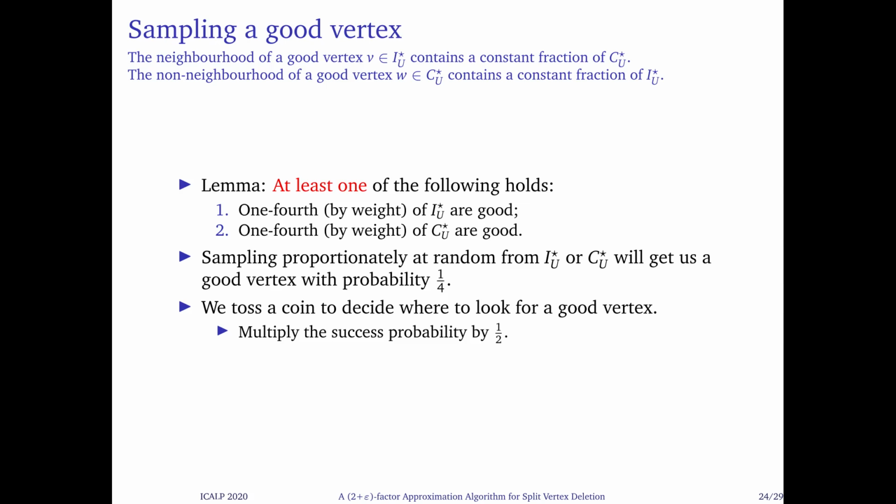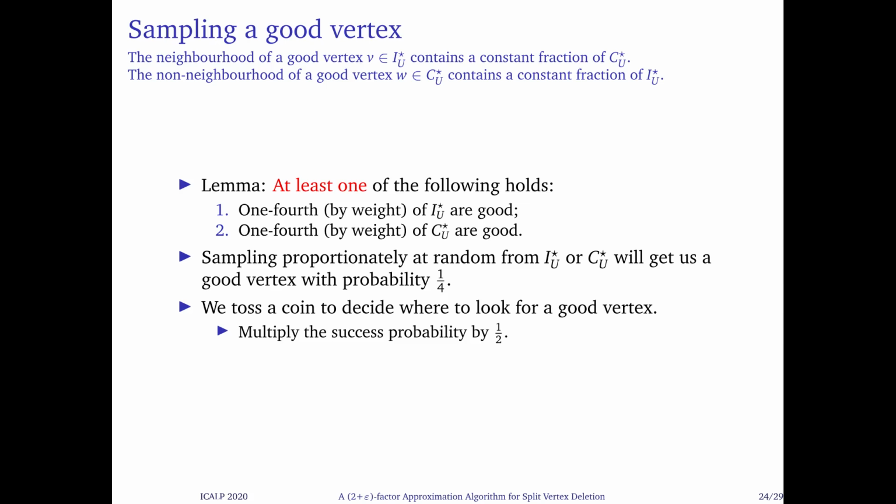Okay, so now how do we go about finding these good vertices? We show that good vertices are not rare. In particular, we show that at least one of the following two things holds. Either a fourth of the vertices of I star U are good, or 1/4 by weight of the vertices of C star U are good. So what this means is that sampling proportional to weight at random from at least one of I star U and C star U will get us a good vertex with probability 1/4.